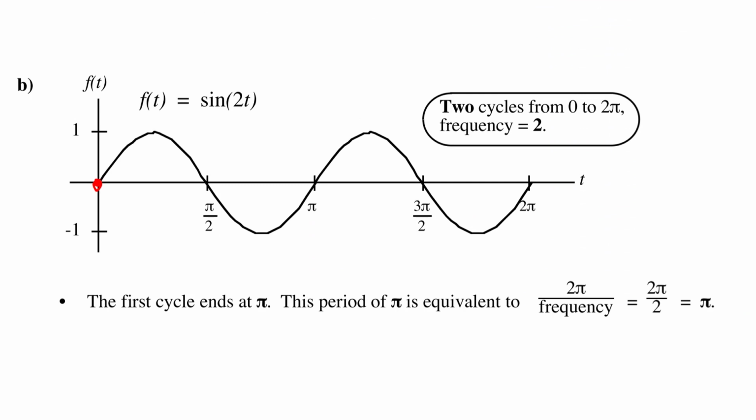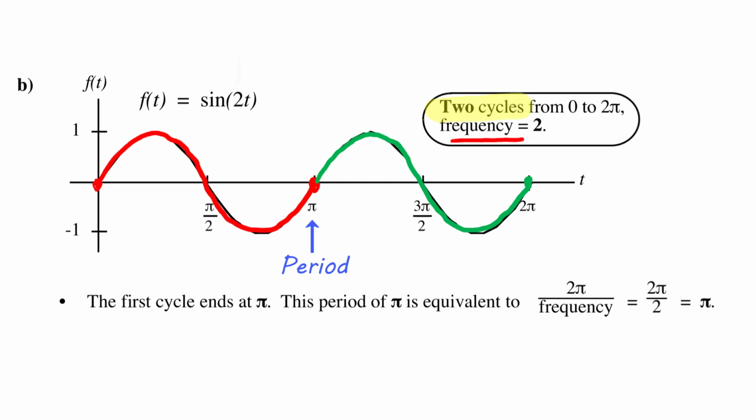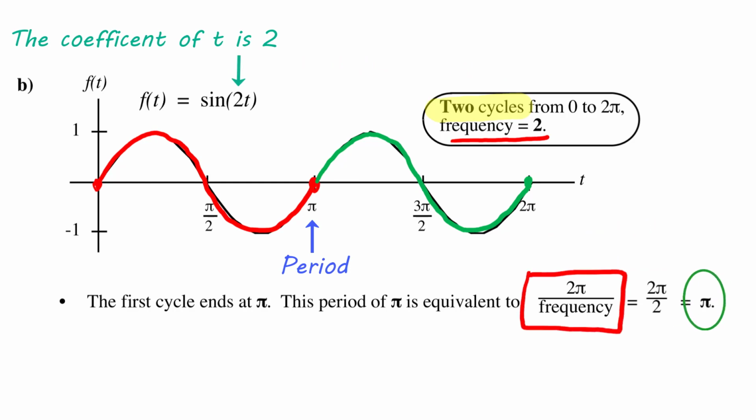Here we have one cycle complete between 0 and pi. You can see that being drawn here. That's the end of the first cycle, so automatically that's the period, from 0 to pi. But going to 2 pi, we actually have a second cycle. And so there are a total of 2 cycles between 0 and 2 pi, so the frequency is 2. And we can see that 2 in the coefficient of t. This time the period is pi.